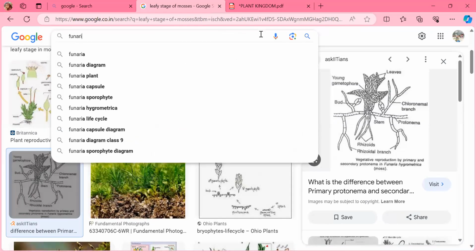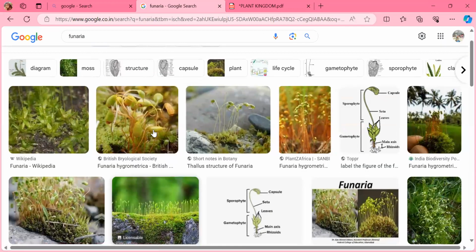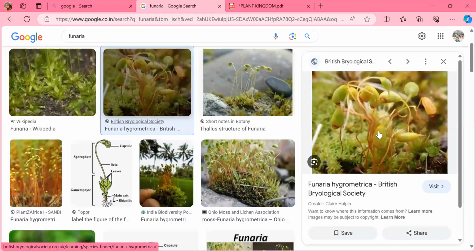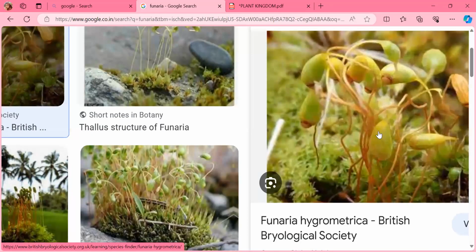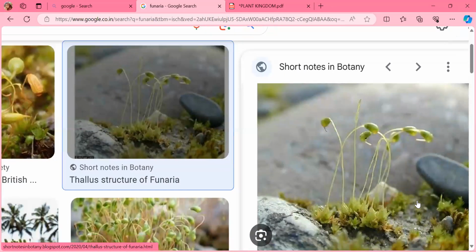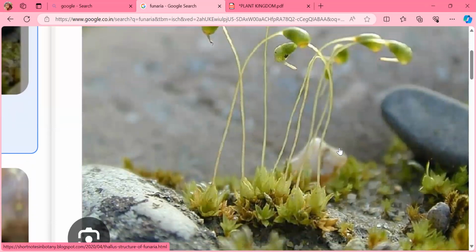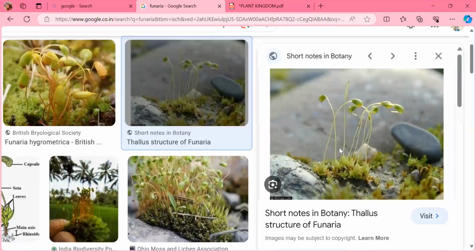Now let us see Funaria. This is how Funaria looks. You can easily make out the capsule and the seta. Look here in this picture, so easy to make out. It is a sporophyte, and down here is the gametophyte, the leafy structure. The capsule, the seta, and the foot will be inside. Got it? This was Funaria.